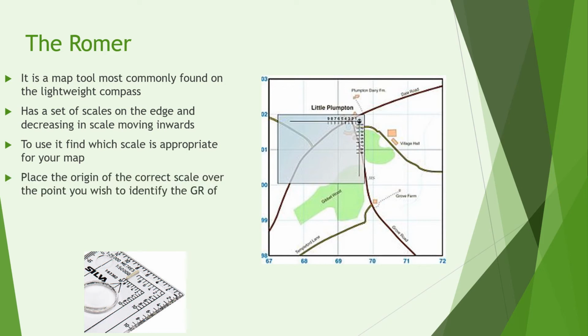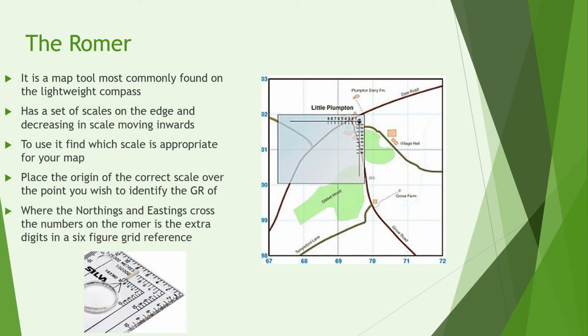To find the position, first you must find something which you want to identify on the map. As you can see in the example, we've used the place of worship. Place the origin of the correct scale over the point you wish to identify the grid reference of. So you can see the point of origin is over the place we want to identify, and the romer now has a scale over the eastings and northings.